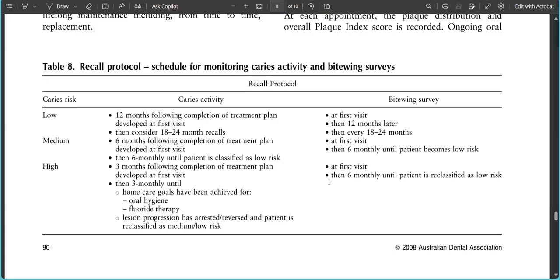And for the bitewing, for the high risk, we generally take 6 monthly bitewings, and for the medium risk as well. And for the low risk patient, we can take the bitewings every 2 years.